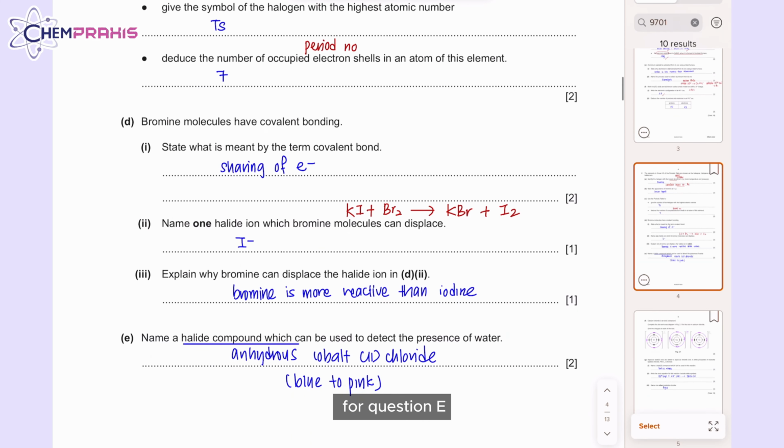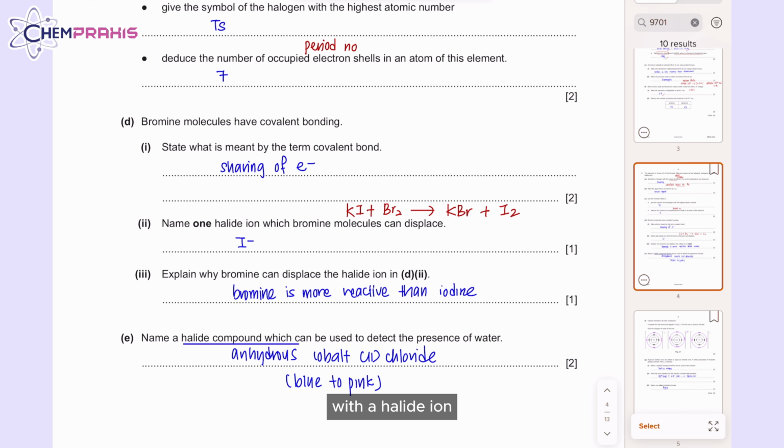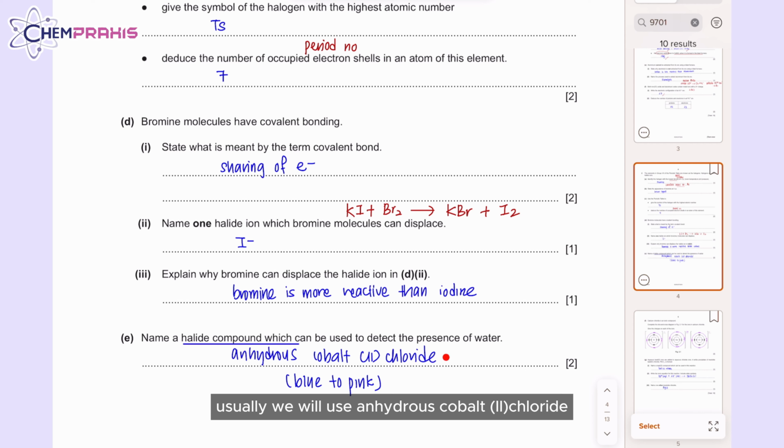Okay, then for question E, name a halide compound which can be used to detect the presence of water. If you want to detect the presence of water with a halide ion, usually we will use anhydrous cobalt(II) chloride. This anhydrous cobalt(II) chloride will become hydrated cobalt(II) chloride, where the color will change from blue to pink.